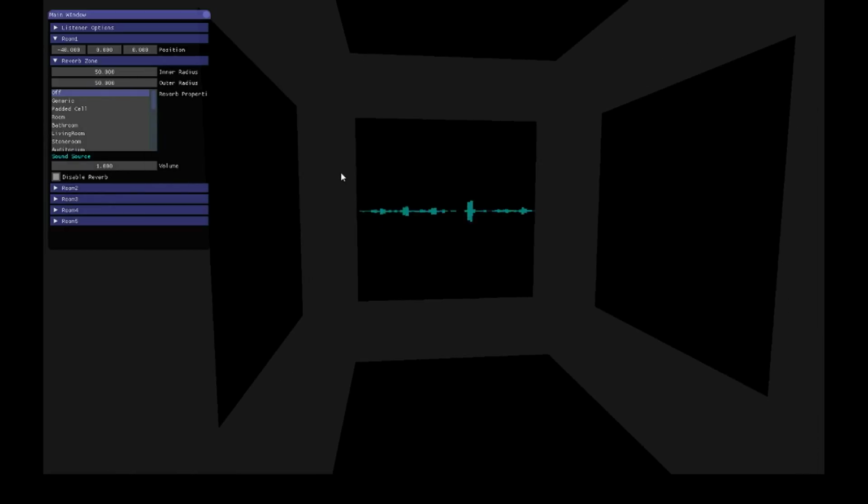The walls around each side also have an occlusion and a reverberation value for each wall, which means they block out and they also reflect sound.